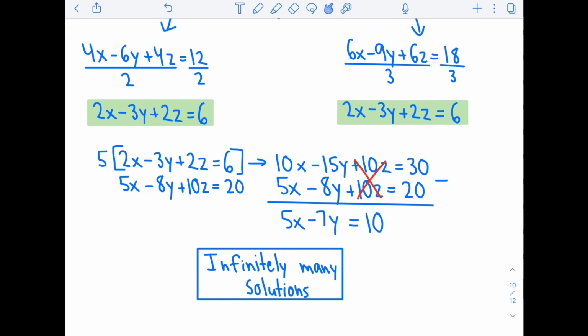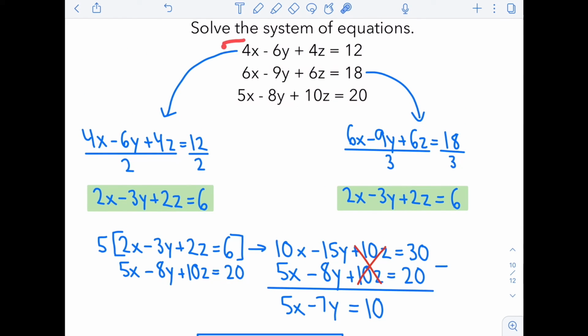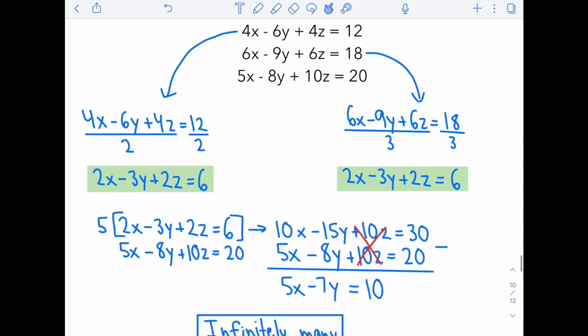But be careful, because infinitely many solutions doesn't mean that every single point is going to satisfy these three equations right here. I can't just plug in 0, 0, 0 into the first equation and get 12. So 0, 0, 0 does not satisfy this three variable system here.